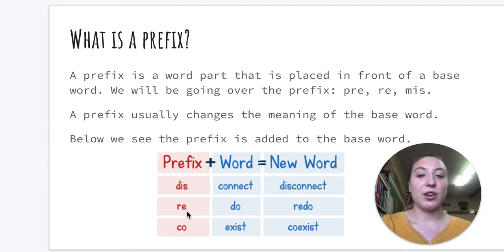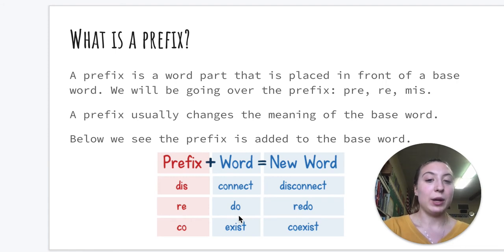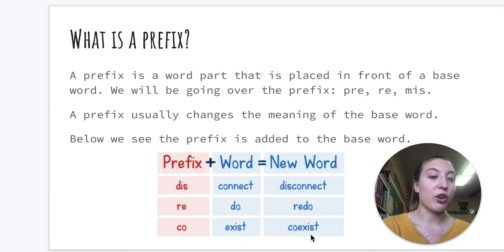If we take re plus the base word of do, we get redo. So it means you're doing it again. Or if we have co and then we add exist, we have coexist, and that's going to change the meanings. So let's start with pre.